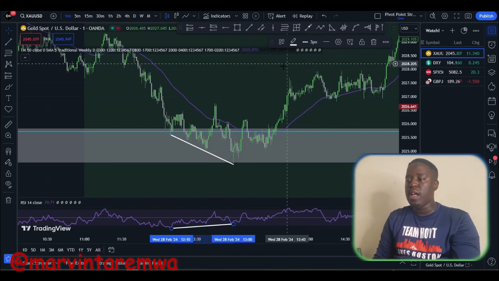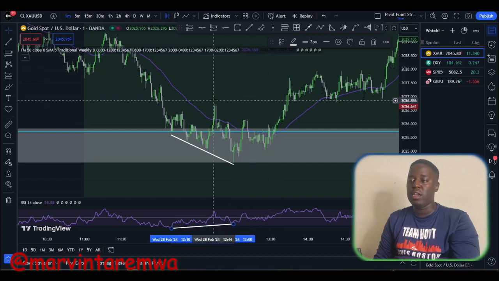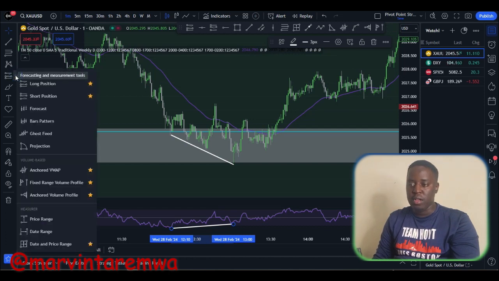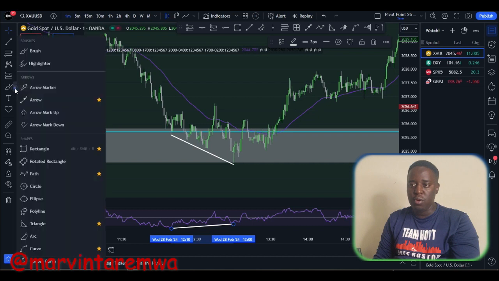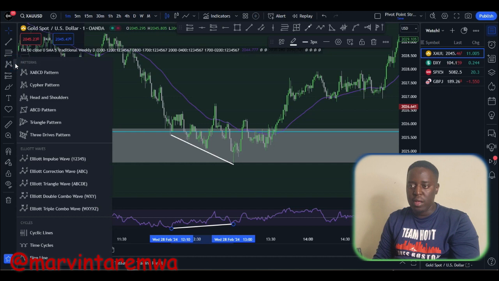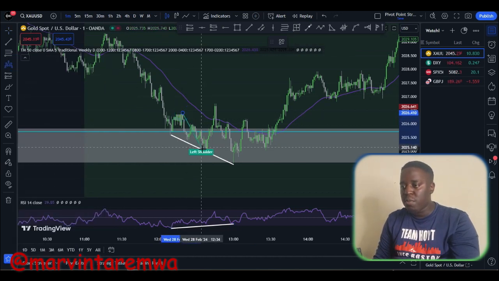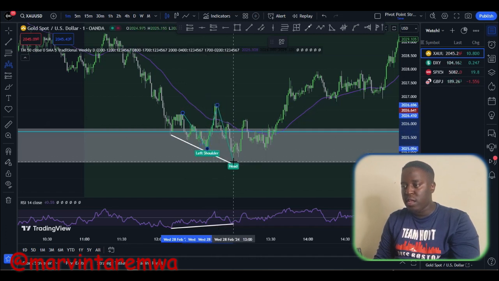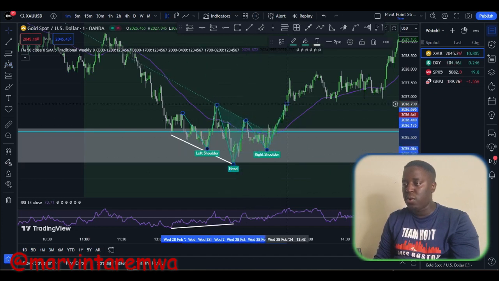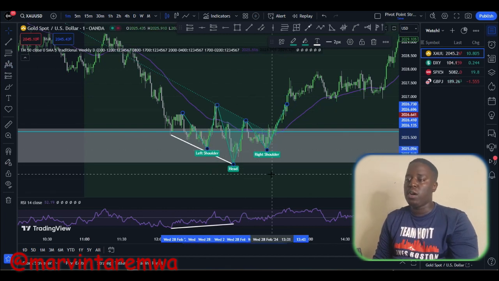So there were other things, of course, people can notice, for example, there is a head and shoulders pattern, an inverted head and shoulders pattern. I'll find it here. Yes, here. So this was our inverted head and shoulders pattern. Left shoulder is here. This is the left shoulder. This is the neckline. This is the head, and this is the right shoulder.